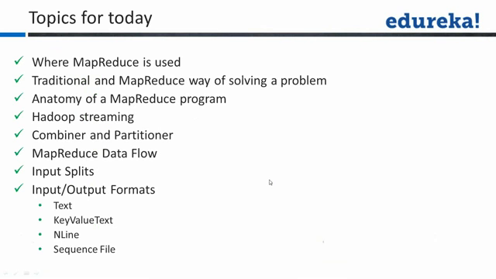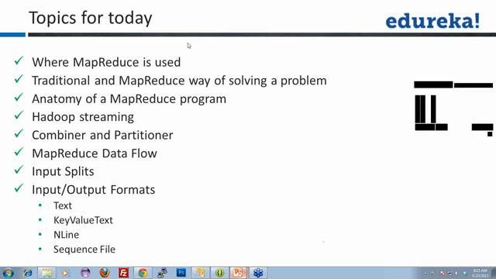Okay, so let's move ahead and see what we are going to cover in today's class. We'll try to understand where MapReduce is used, and what were the traditional ways in earlier days of solving the problems which MapReduce is solving today. We'll also understand what a MapReduce program looks like. We'll do at least 4 Java programs today. We will also discuss a little bit about Hadoop streaming, which is a way to run MapReduce code without Java. We'll not go into the detail here.